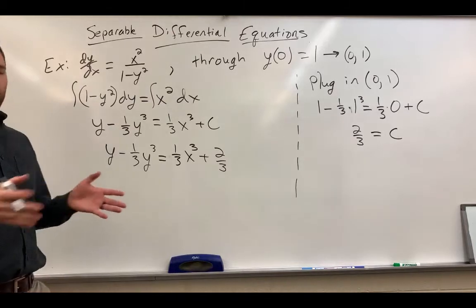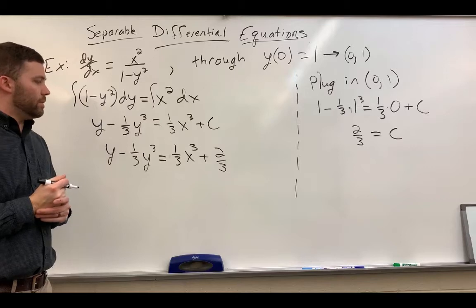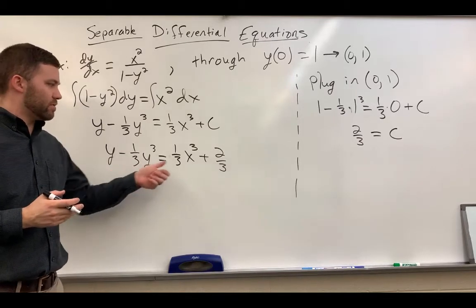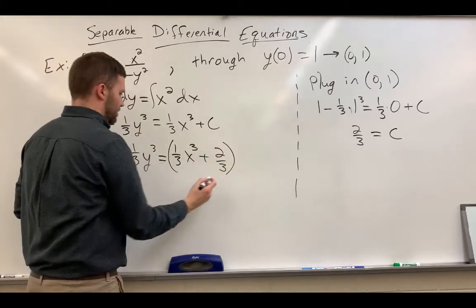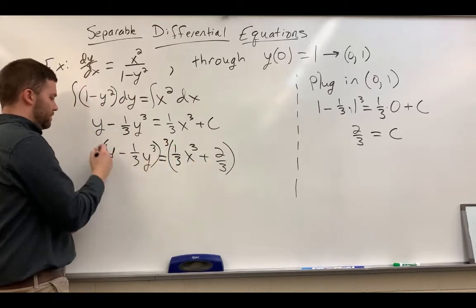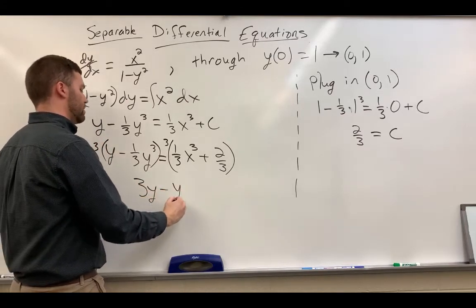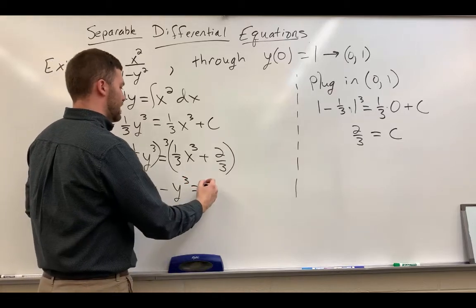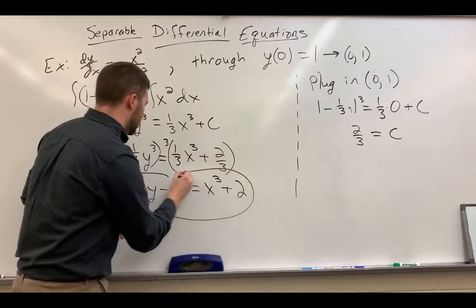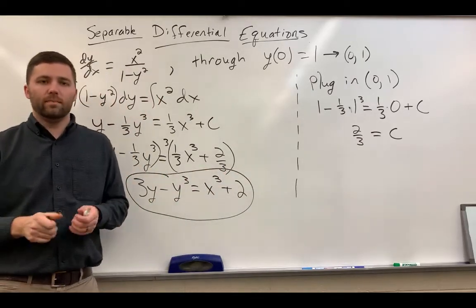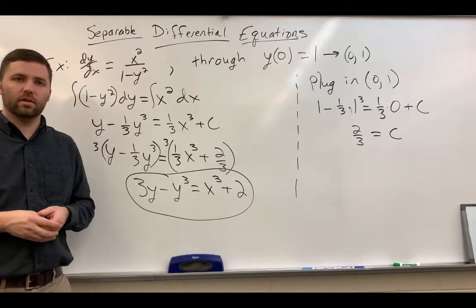And this one we'll leave implicit. It's quite difficult to get y by itself in this one, to solve it explicitly. So this answer is okay, but we have a denominator of 3 in 3 of the terms, so I can't help but just clear that thing out. So I'll multiply both sides by 3 here. And so I end up with 3y minus y cubed is equal to x cubed plus 2. So that's my final answer. Again, leaving it implicit, meaning that I don't have y solved by itself or alone.